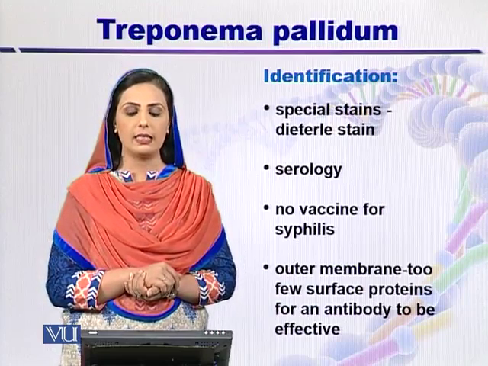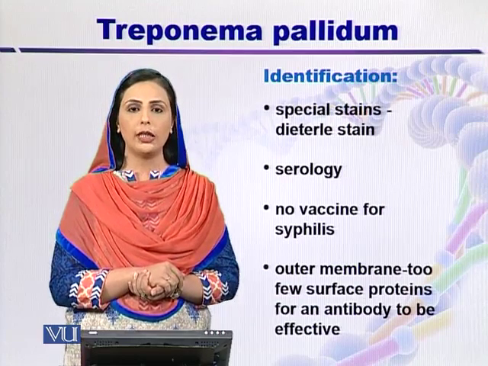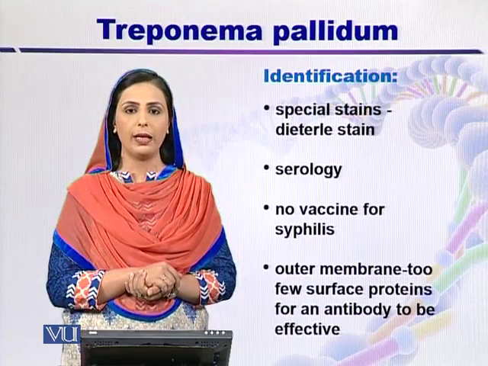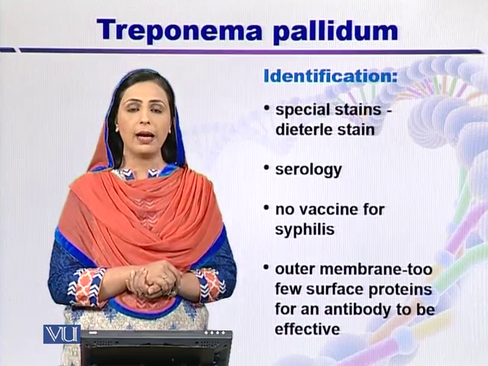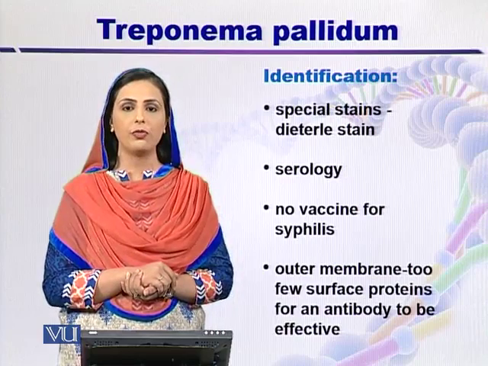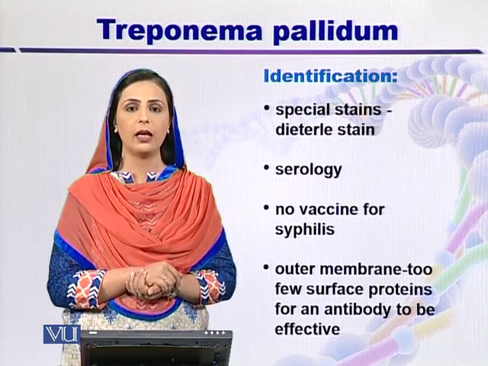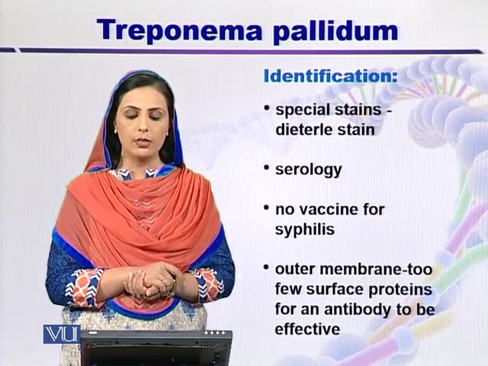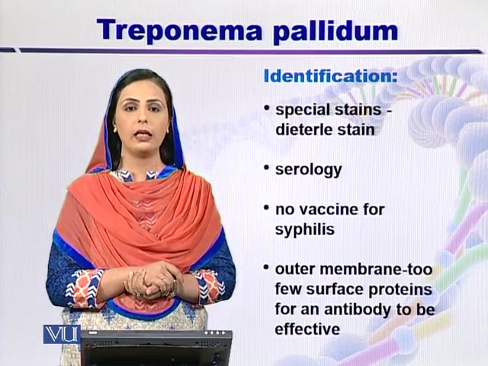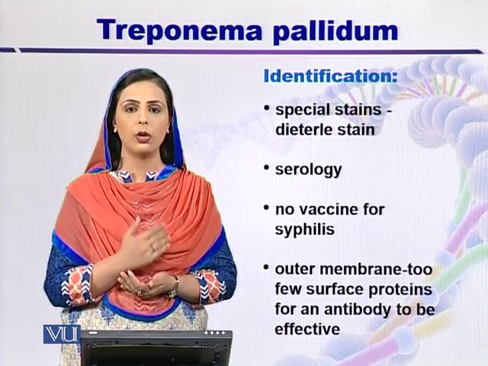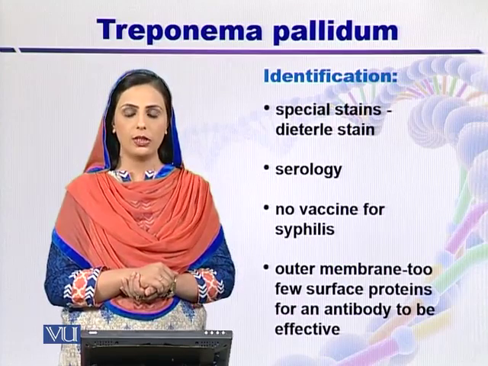Unfortunately, no vaccines have been developed against syphilis, but the outer membrane has a few proteins that help in the identification of the bacteria serologically, because these proteins are targets for antibodies, which is a more effective way of diagnosing syphilis.